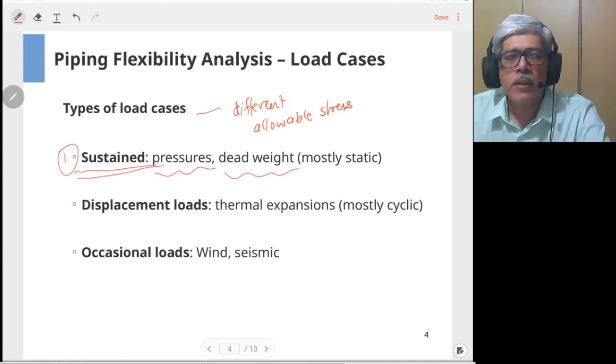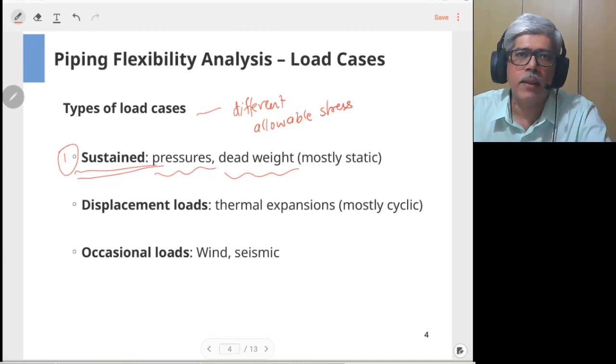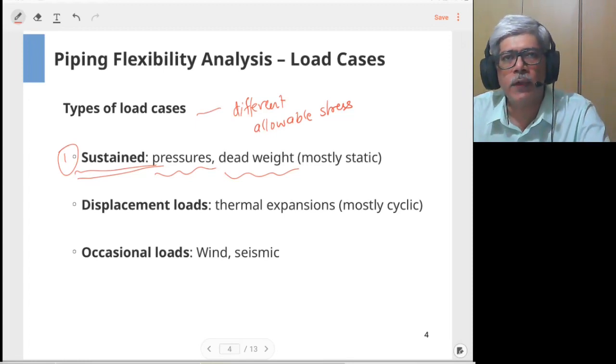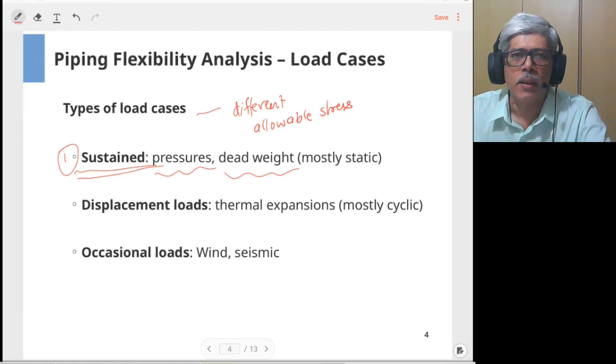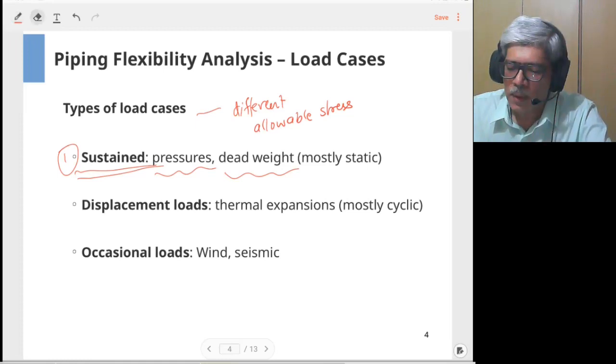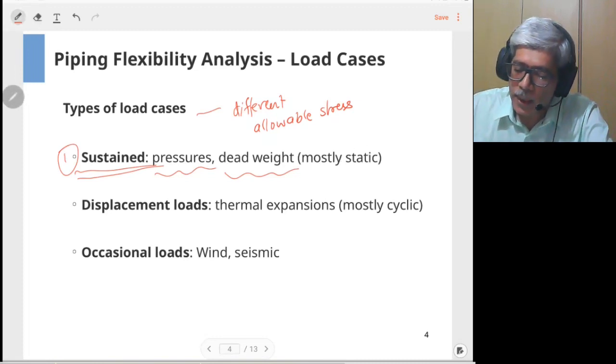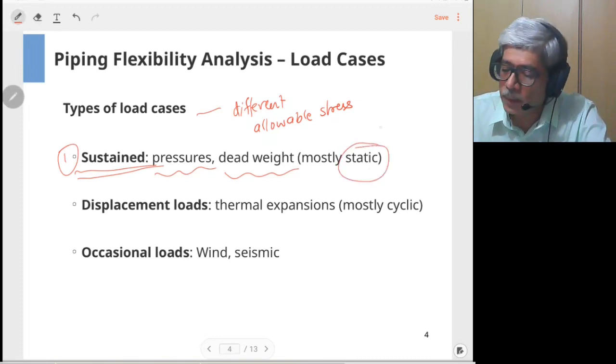This is something similar to what we considered in design by analysis of pressure vessels, where we had the ASME Hopper diagram, which gave different allowable stresses for different load types, primary and secondary. So something similar is there. The sustained loads are static, and they are what we have previously seen as non-self-limiting.